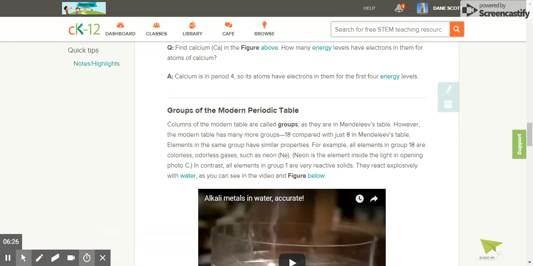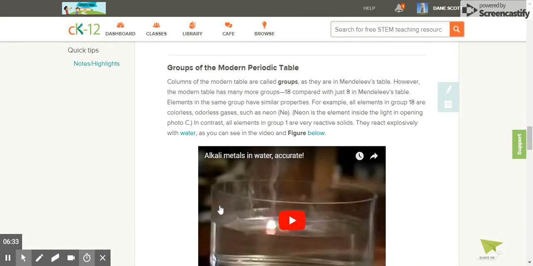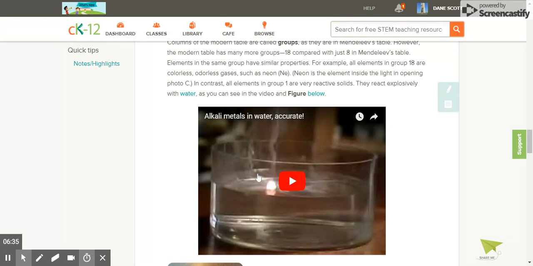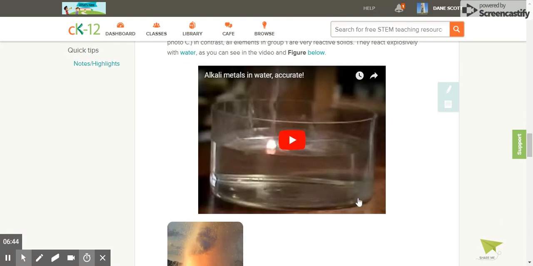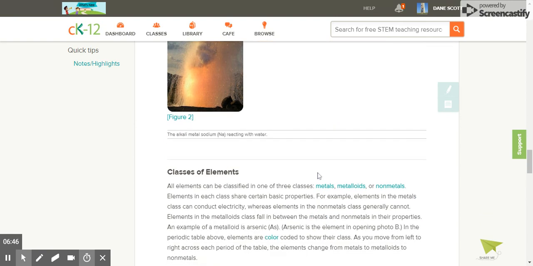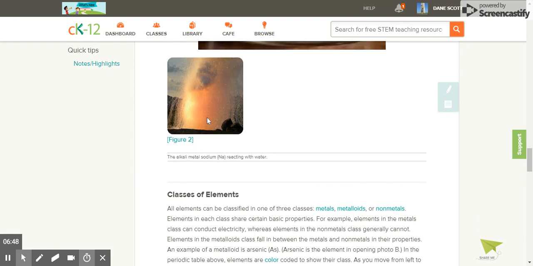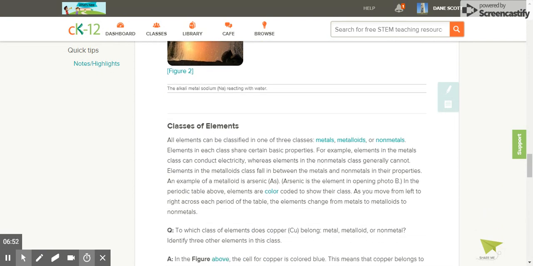In contrast, all elements in group 1 are very reactive solids. They react explosively with water, as you can see in the video. So you're going to want to watch this video. In fact, we may watch this in class. This is the first group of the periodic table, moving down, as it shows its reactivity with water. And it's pretty impressive and violent. This is a picture of the alkali metal sodium reacting with water. It's very explosive.